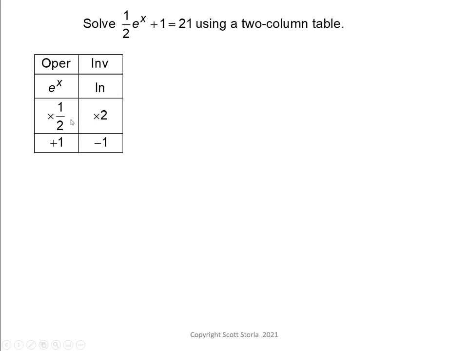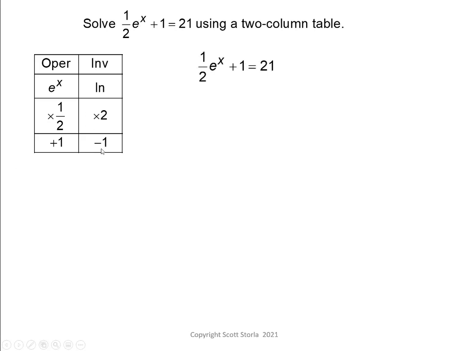This one's a little different at first for some people. The inverse for multiplying by a half is multiplying by 2. Because if we multiply a half and 2 together, we'll get 1 times e to the x, which can just be replaced with e to the x.